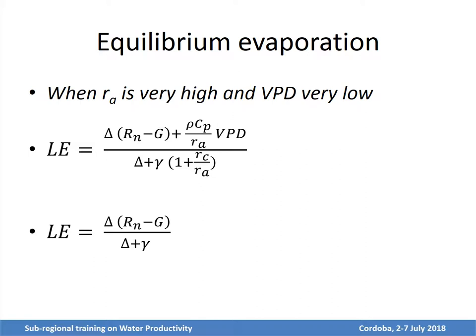We can use the Penman-Monteith equation to analyze what happens when we have extreme conditions. For instance, when aerodynamic resistance is very high and VPD is very low, evapotranspiration, as given by the Penman-Monteith equation, reduces to this equation, which is called equilibrium evaporation, where evapotranspiration is a function of delta, of net radiation and G, soil heat flux. And here we have also delta and gamma, which is the psychrometric constant.